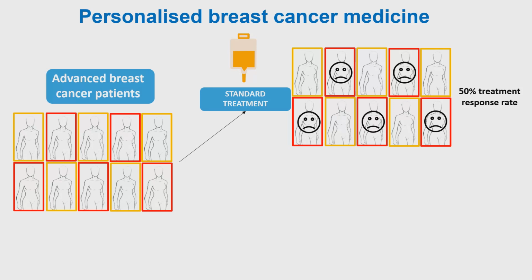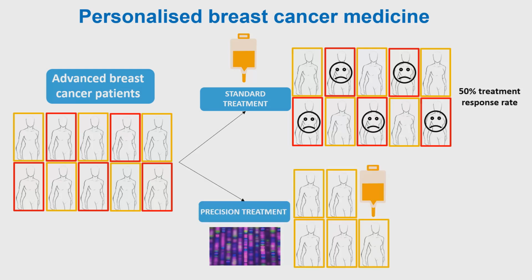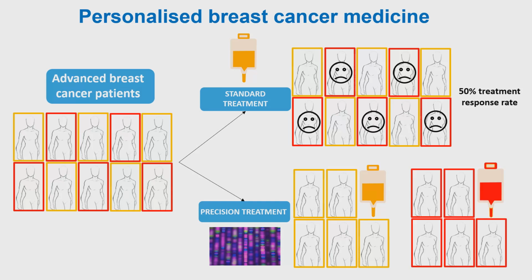So the question here is, what can we do to predict whether patients' tumor cells are going to respond to chemotherapy or not? And we are proposing the development of a precision oncology approach where we would identify breast cancer patients and breast cancer cells that are likely to respond to chemotherapy. And another group of patients in this context, the patients in red, would benefit from another type of treatment. And how do we put that in place?